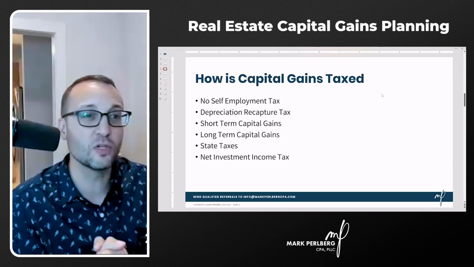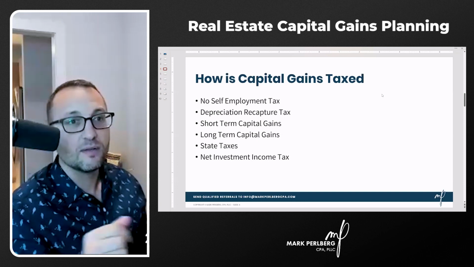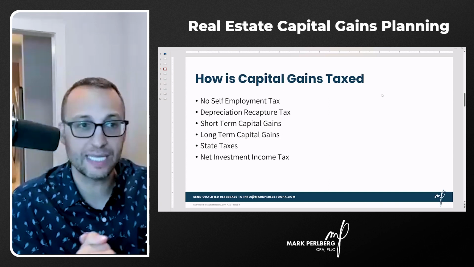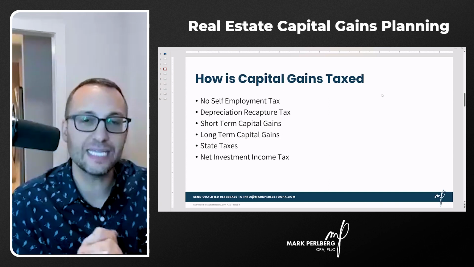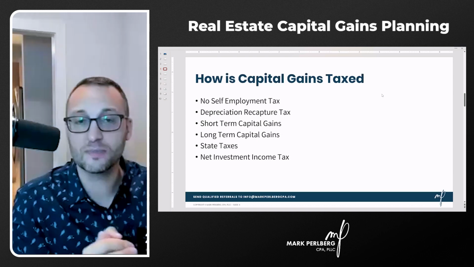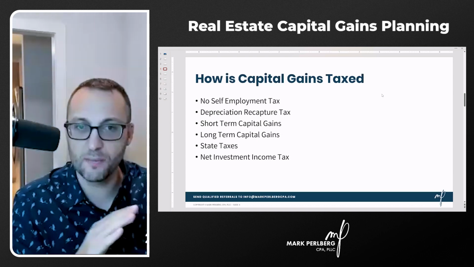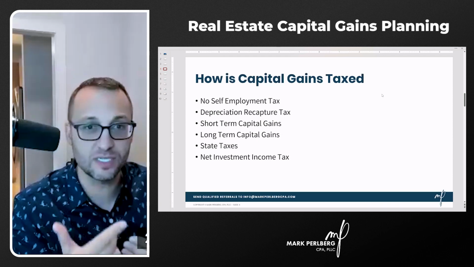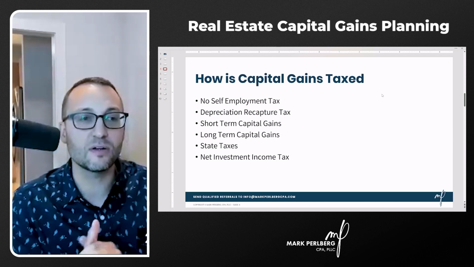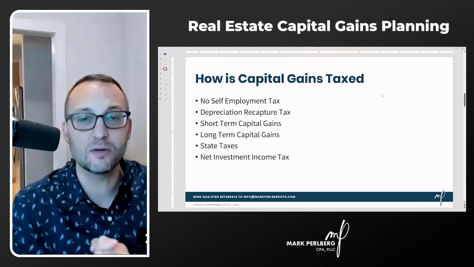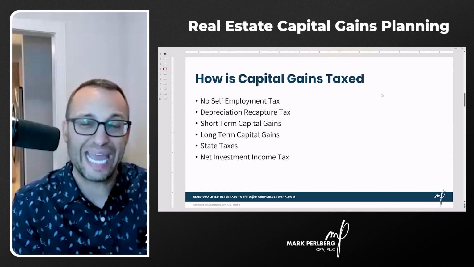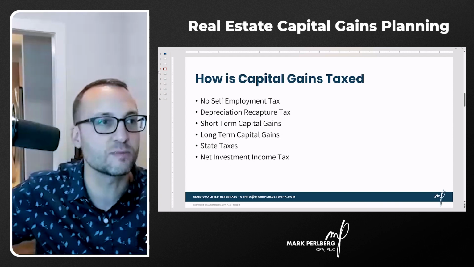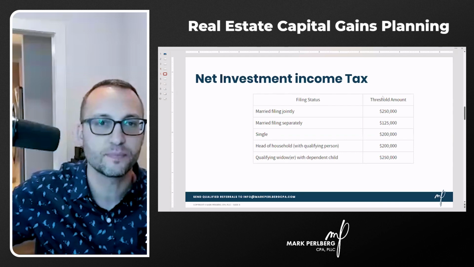Another thing people overlook is state taxes. Yes, the state will tax you on your capital gains as well, most likely. We often find that the state tax mirrors the ordinary income taxes, and it's similar rates to what you're paying at your W-2 job or your businesses. And then finally, there is potentially net investment income tax, an additional 3.8% tax on your capital gains. And let's dive into more specifics on what that looks like here.